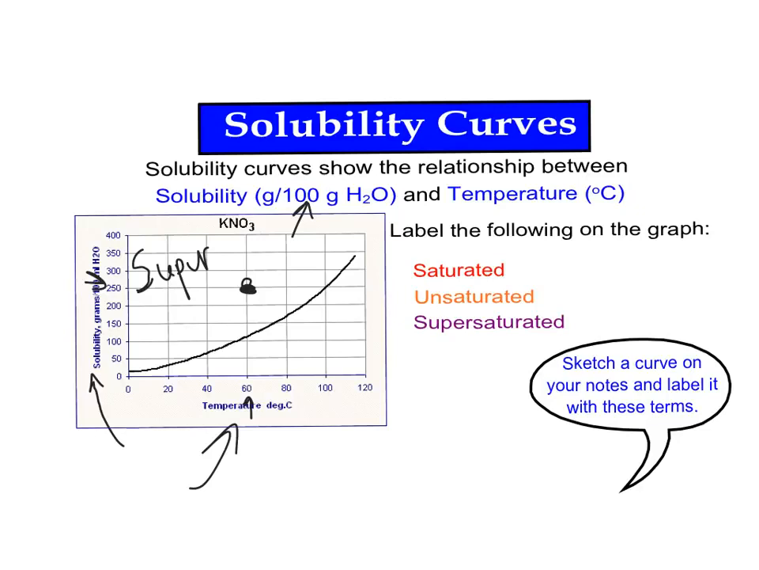Anything below the line is going to be unsaturated. And anything exactly falling on that line is going to be saturated. Everything directly on the line is saturated. So I have supersaturated above the line, saturated on the line, and unsaturated is anywhere below the line.